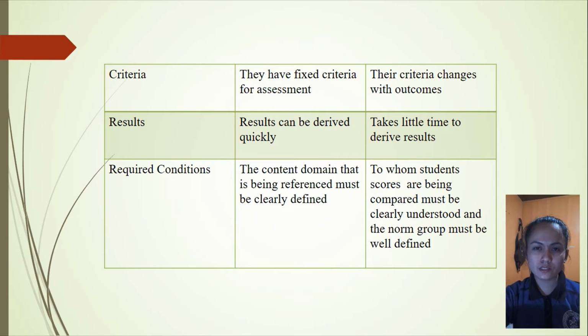Now let's go to the results. Criterion reference results can be derived quickly, while norm reference takes a little time to derive results.